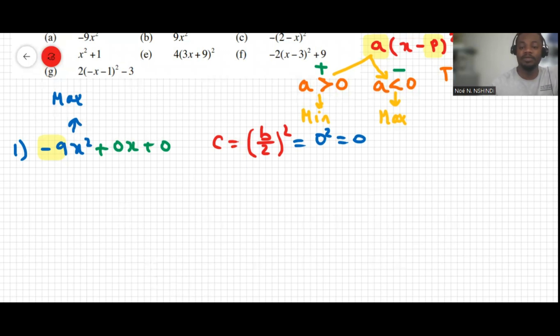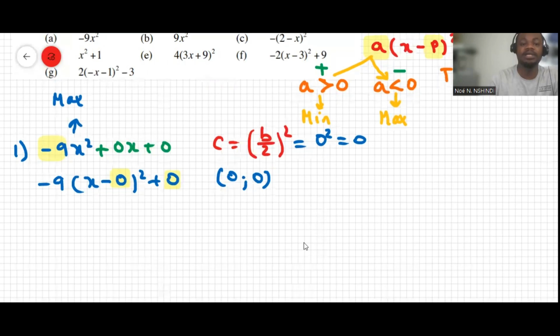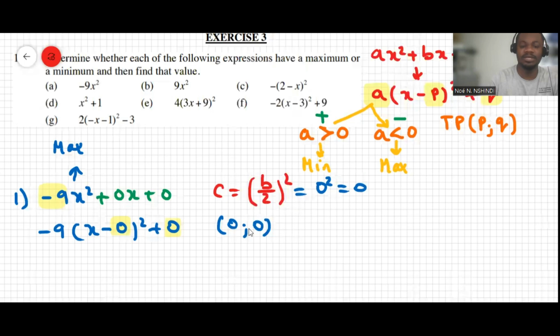And then if I want to complete the square, I'll say negative 9 open bracket x minus 0 to the power of 2, plus 0. Now the point that will determine the maximum is the point (0, 0). But if I need to say the maximum value, then the maximum value is just 0.